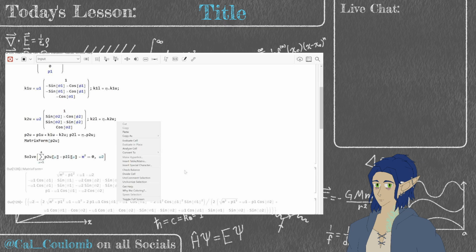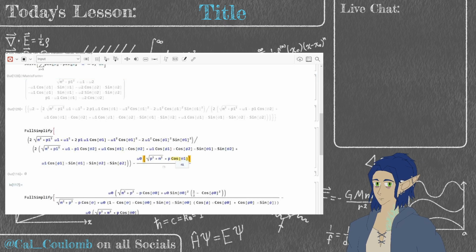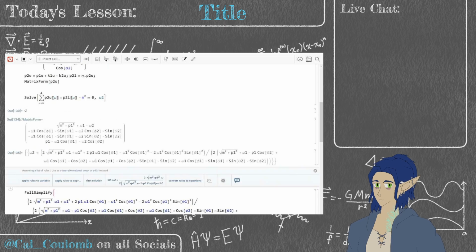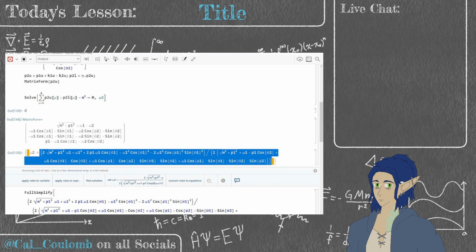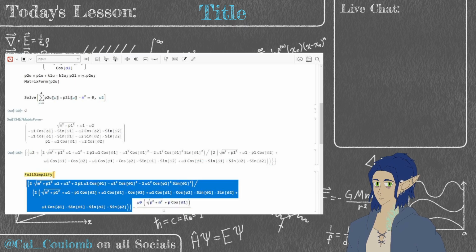Oh, sorry, I changed it. It's actually theta 1, not theta 0. In fact, I probably need to rerun this, don't I? So that I can be consistent. I'm just copying and pasting this expression right here.